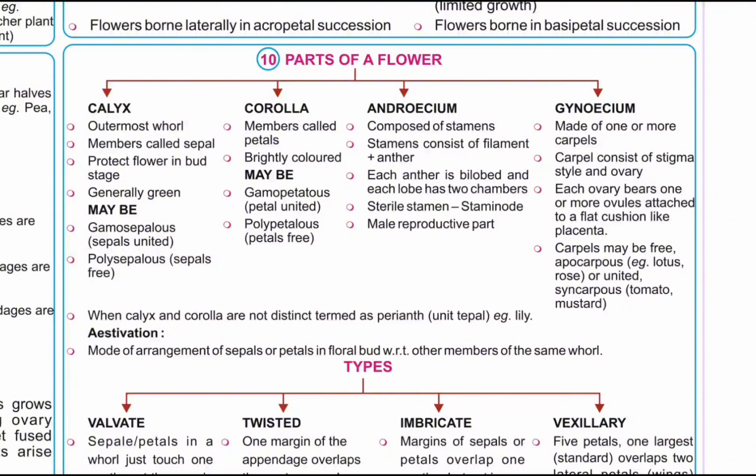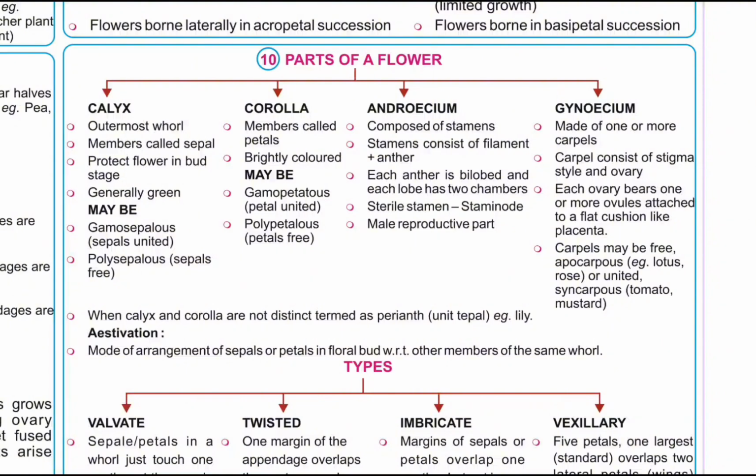Androecium is composed of stamens. A stamen consists of filament plus anther. Each anther is bilobed and each lobe has 2 chambers. A sterile stamen is called a staminode. This is the male reproductive part. Gynoecium is made of one or more carpels. A carpel consists of stigma, style and ovary.